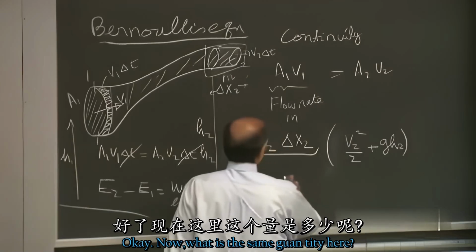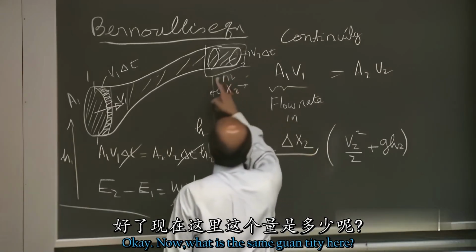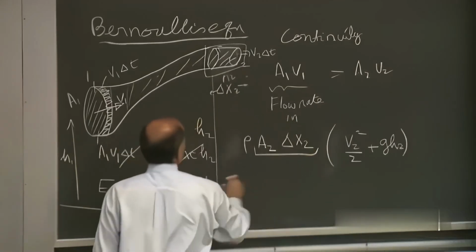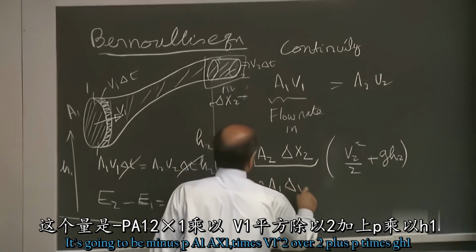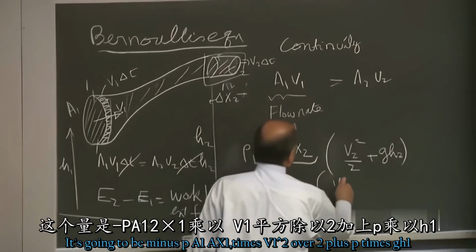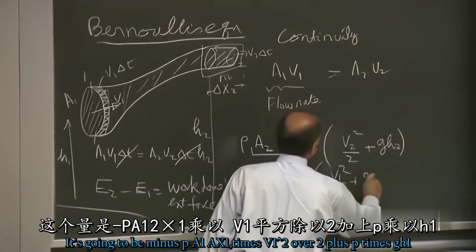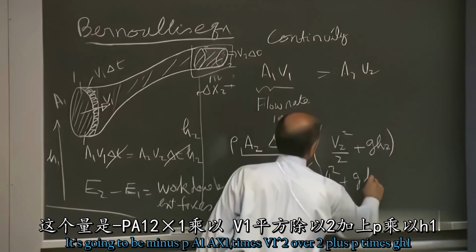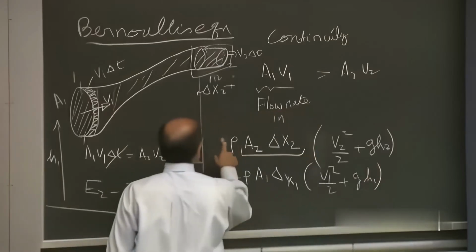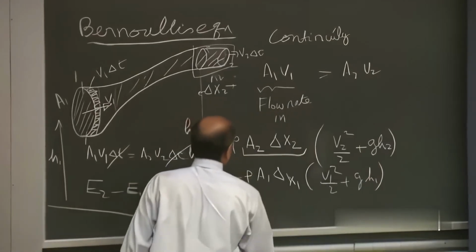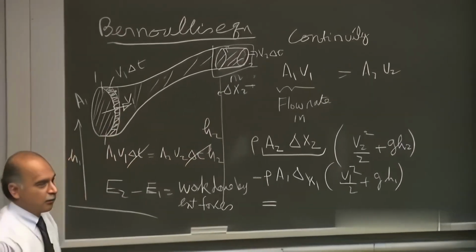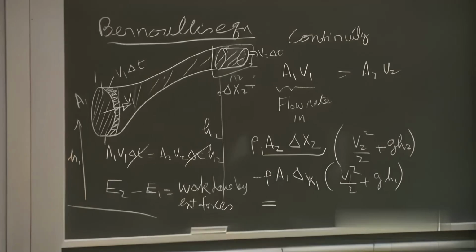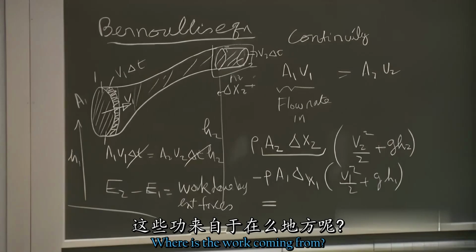Okay, now, what is the same quantity here? It's going to be minus rho A1 delta x1 times v1 squared over 2 plus rho times g h1. That's the final energy minus initial energy. That's got to be equal to the work done. Now, who is doing the work on this? Can you guys understand? Where is the work coming from?